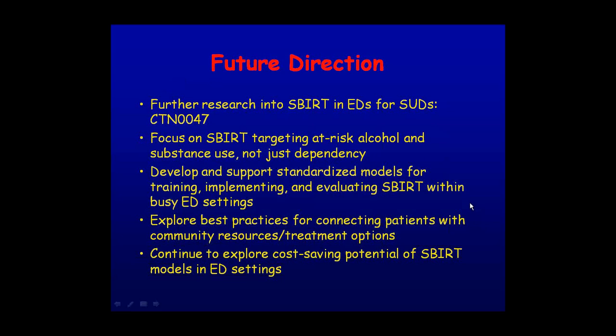Obviously, the biggest challenge that we have is how to develop, implement and support a standardized model for training and implementing within very busy ED settings. And also, what would be the best practices that we can come up with? How can we be creative when it comes to connecting patients with community resources and treatment options? We also know a lot of these outpatient treatment, rehabs, and detox spaces are really swamped, and they have their own struggles. And also remember to continue to explore the cost-saving potential of the SBIRT models in the ED settings.